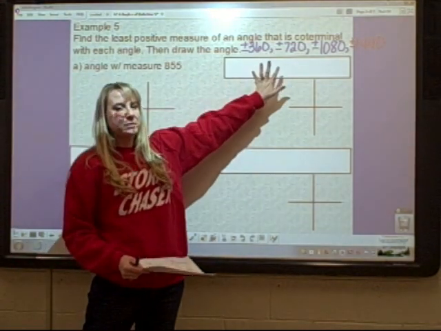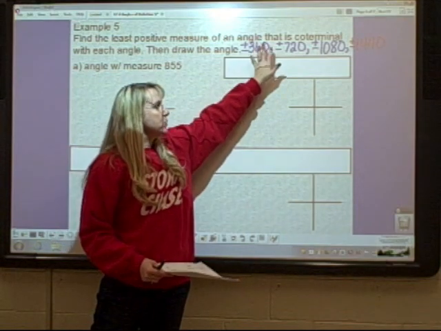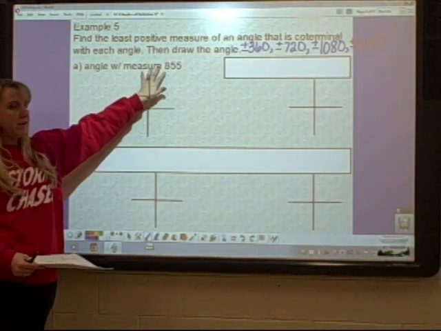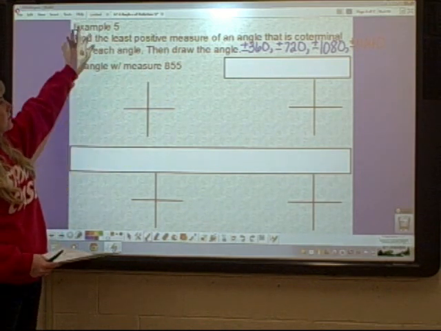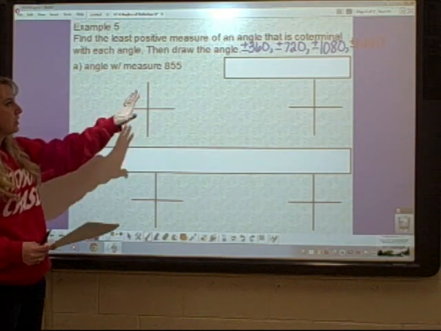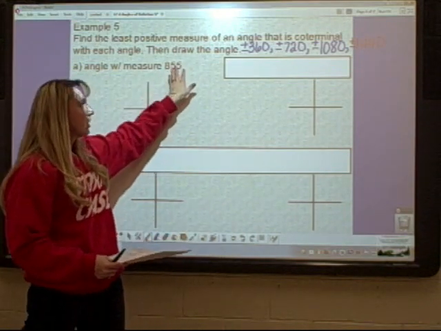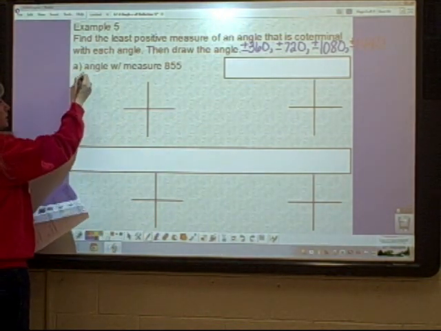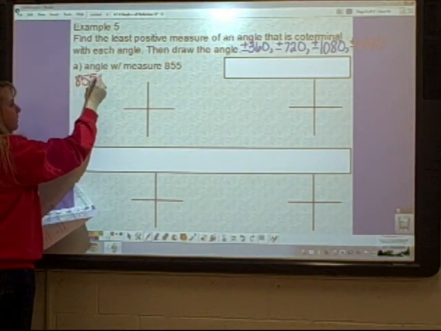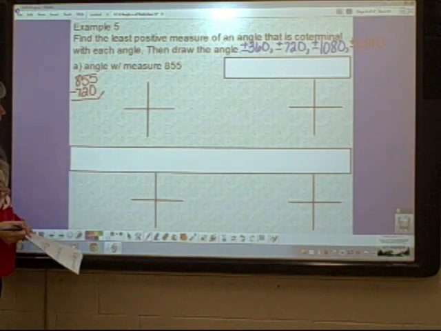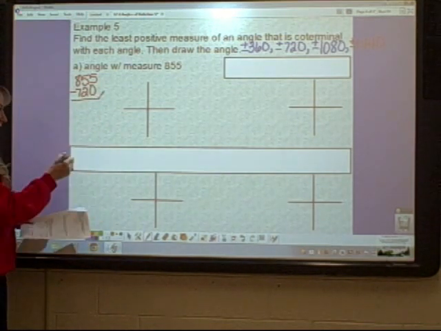Nearly as big as you need to go. Because what you want to do now is consider, I want an angle with a measure of 855, but has the least positive measure. So we're going to consider which number up here is closest without going over 855. Well, that's 720. So we're going to take our 855 and subtract off 720, and that gives us 135.